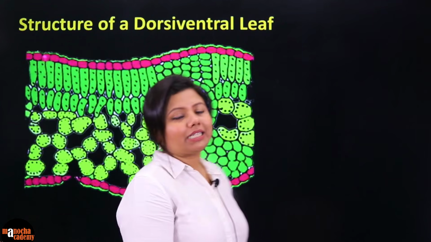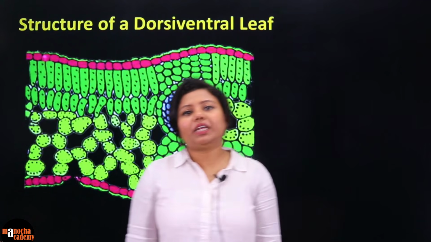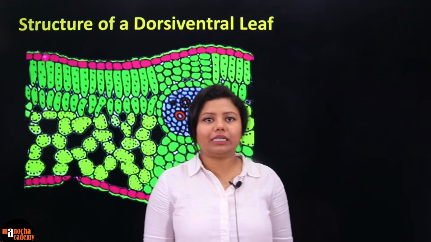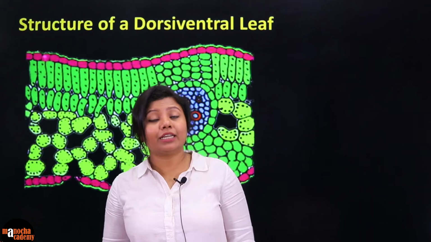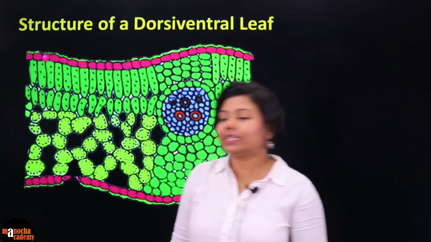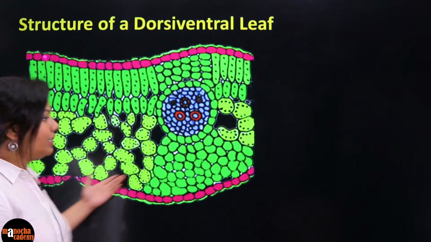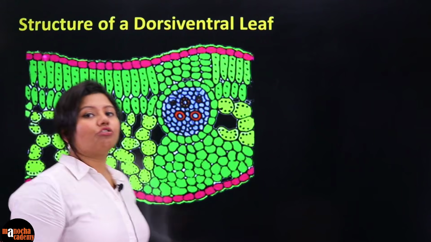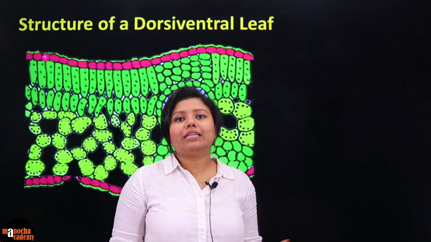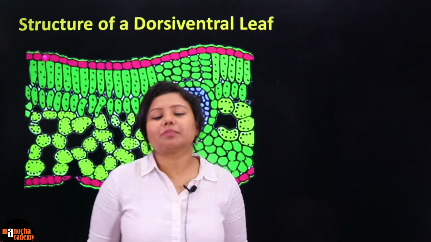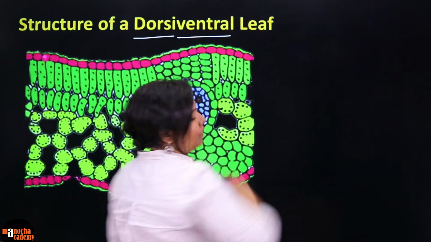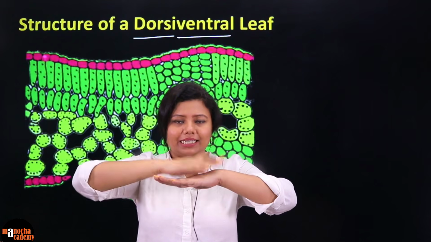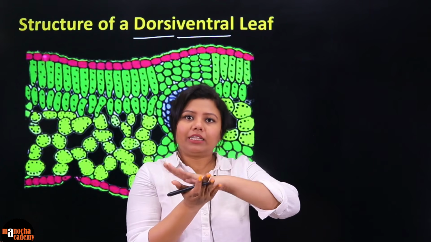It mainly takes place in the green parts, and the most green part in case of plants is this thing, the leaf, right? So, photosynthesis takes place in the leaf, and this is the cross section through a leaf of a dicotyledonous plant. It is called dorsiventral. Dorsi meaning dorsal side, that is the upper side, ventral meaning the lower side.